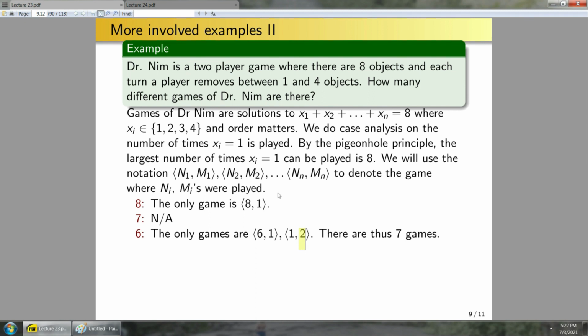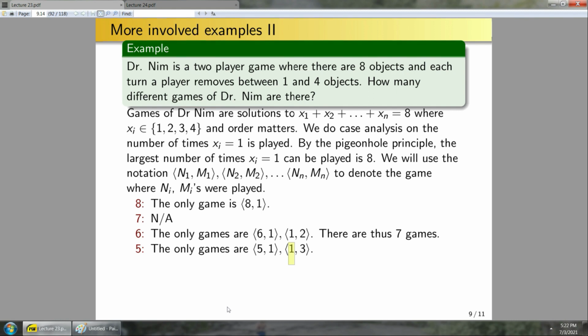Okay, so what about games with 5? Well, if I play 5 ones, then the remaining terms have to add up to 3, and I can't pick a 1, so the only way I can do that is by having 5 ones played and then 1 three being played. So in this case, I have a similar type of combinatorics argument. There are 5 plus 1, 6 turns in the game, and I have to pick one of the terms to put the 3 at.